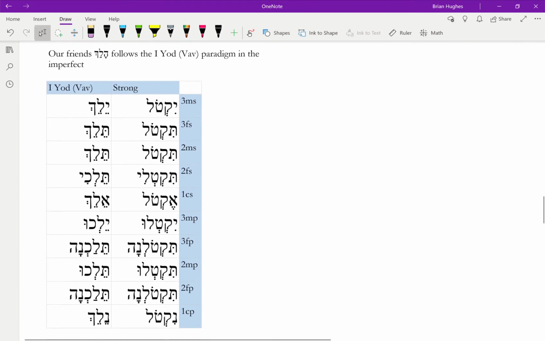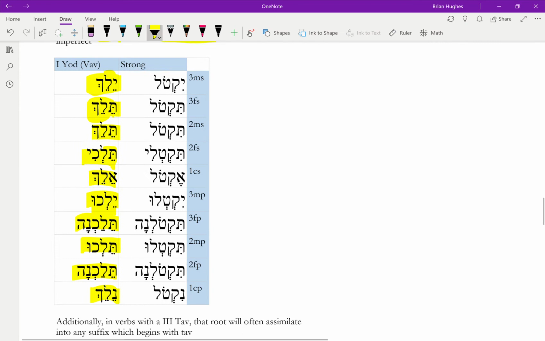Now again, there are some of our friends who are verbs who like to just follow different rules than we expect. And so we've met lakach, who follows the first noon paradigm. Well, our friend halak, to walk, go, or come, follows the first yod vav paradigm in the imperfect. So we get yelech, telech, telech, telechi, elech, yelechu, telachna, telechu, telachna, and nelech. There are a lot of people walking and going and coming different places in the Old Testament, so this is a very common form that we're going to need to know. Having that logged in our mind, this form with the lamed kaf is halach in the imperfect, following this first yod vav paradigm.